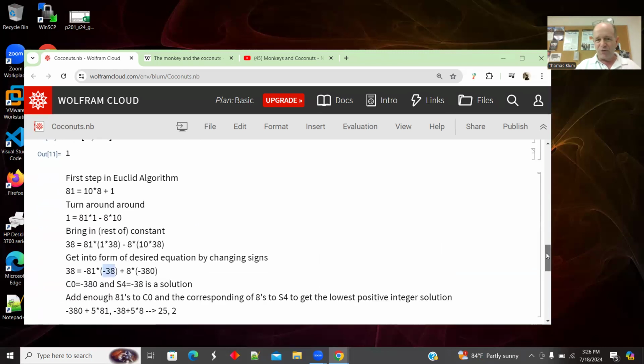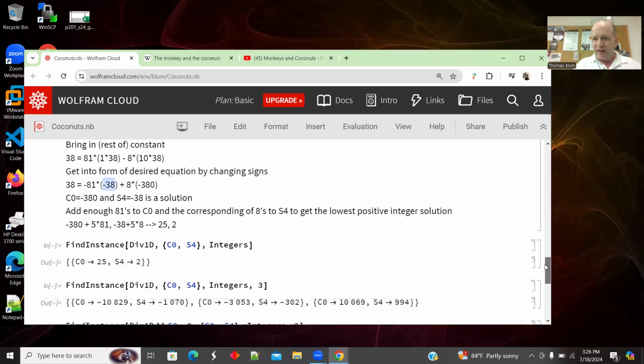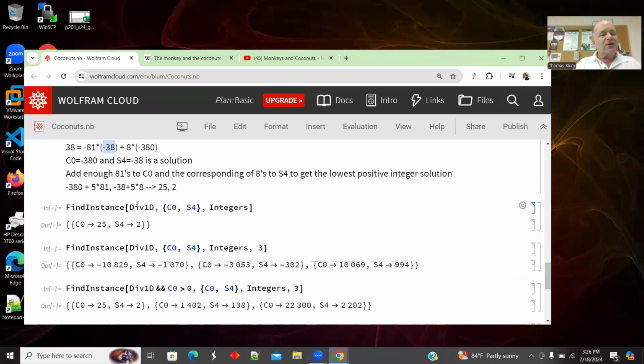And I'm looking for a solution. I don't want negative 380 coconuts. So I just found out I needed 5 81s to get myself above zero. And then over here, 5 8s. So that was 5 8s was 40 minus 38. That was my 2. And over here, where I got a 25.